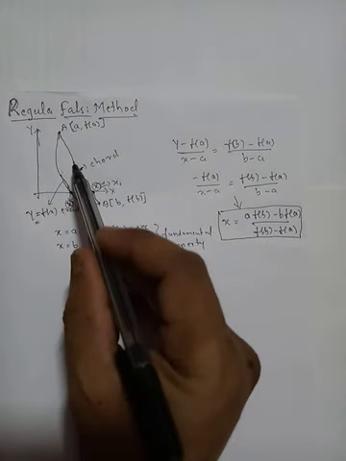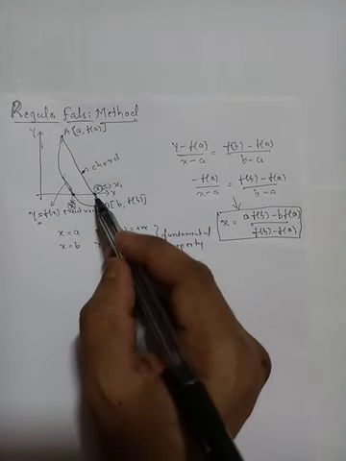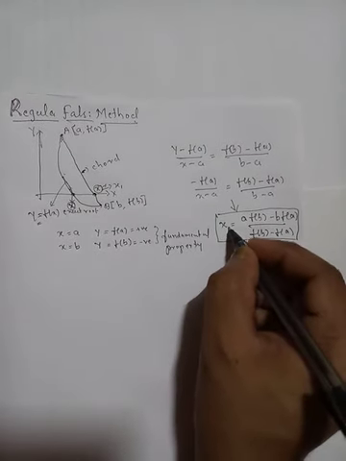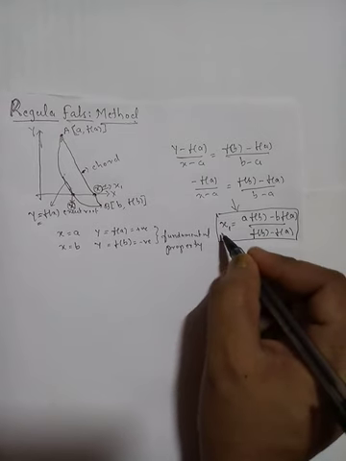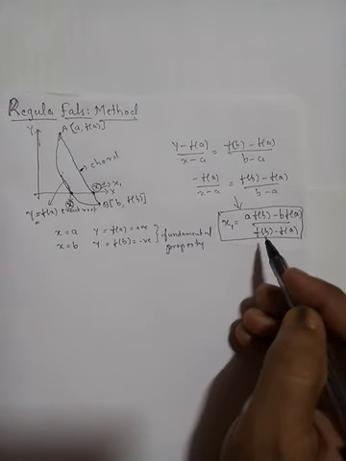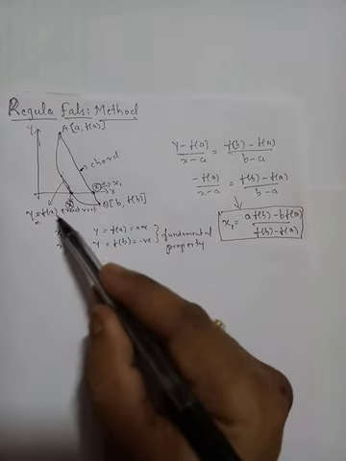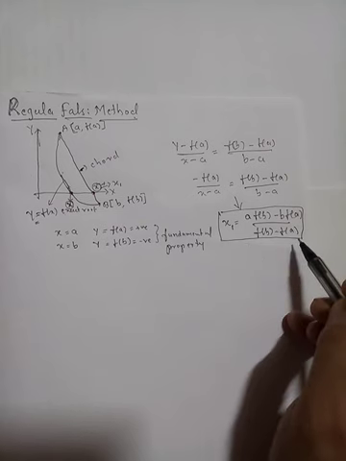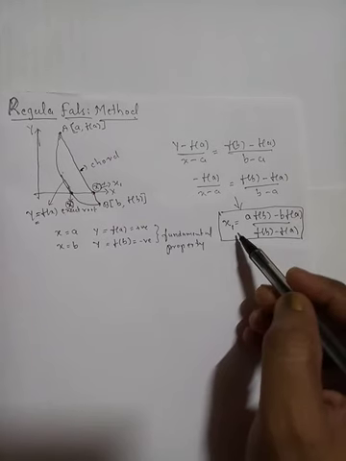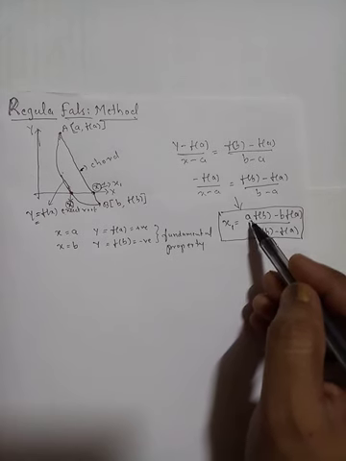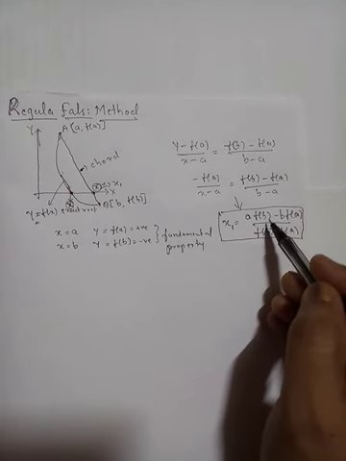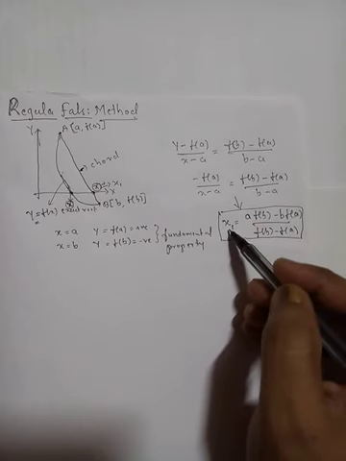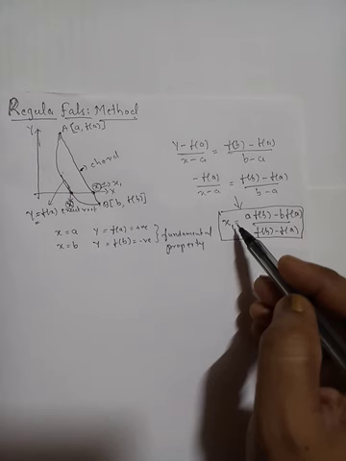where this chord intersects the x-axis. Okay, and this we can denote as x1. So this x1 gives the first approximate root of the equation y equal to f of x. This is also just a general formula to find the value of x with the help of the values of a, b, f of a, and also f of b. So these values we substitute here, we get the value of x, and this x is the approximate root.